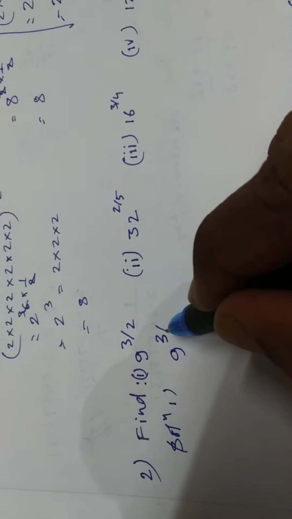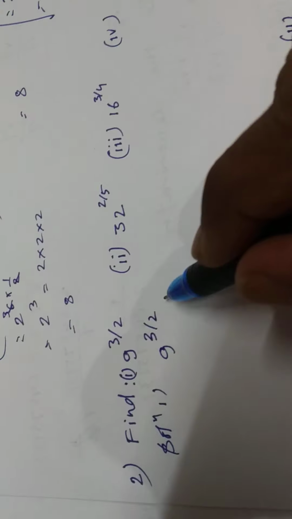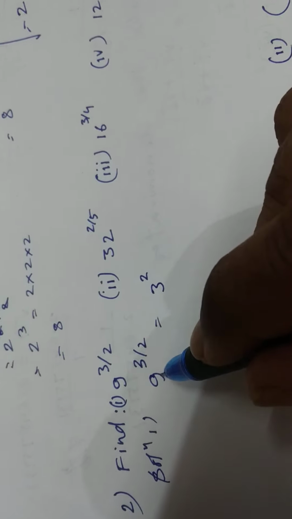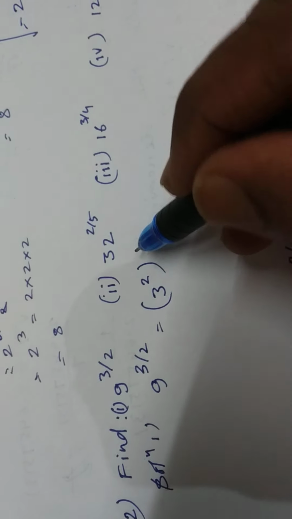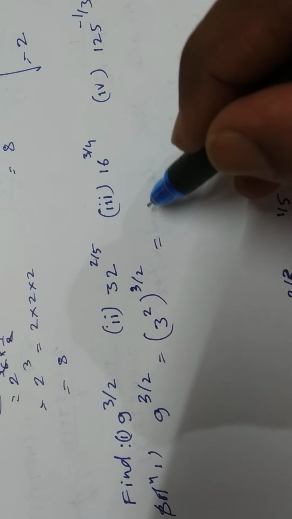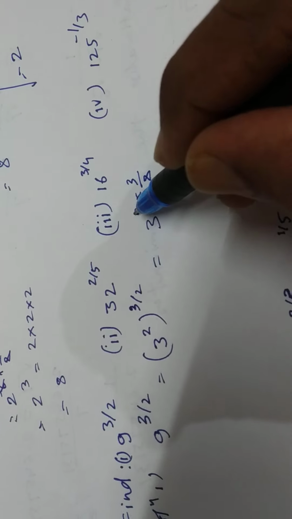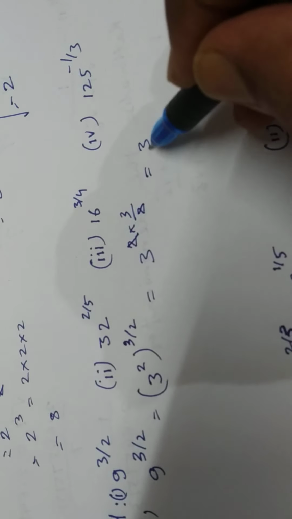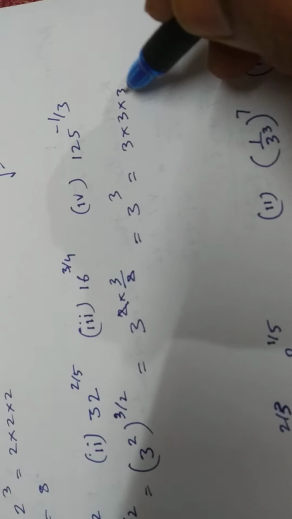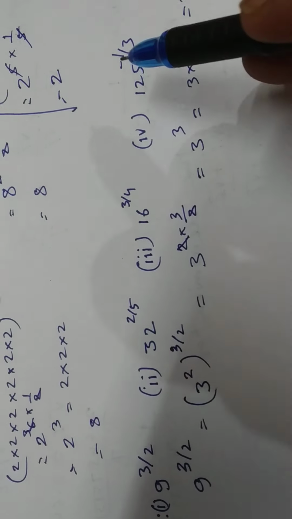9 power 3 by 2. 9 is the square of 3. So it can be written as 3 square. 9 is equal to 3 square, and outside the bracket it is 3 by 2. Bracket means multiply. 3 power 2 into 3 by 2. This got cancelled, and it is 3 cube. 3 cube means 3 into 3 into 3, that is equal to 27. This you can do by yourself.